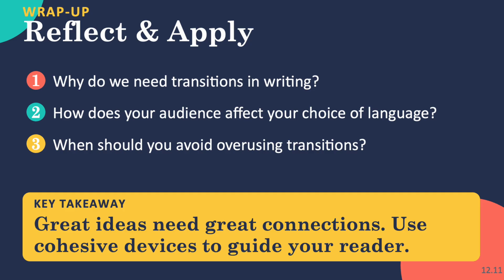To summarize today's lesson, cohesion is about connecting ideas so that writing flows smoothly and logically. We learned five common purposes of cohesive devices: addition, contrast, cause and effect, sequence, and example. We also learned that choosing the correct transition depends on the relationship between ideas, as well as the purpose, audience, and the tone of the text.